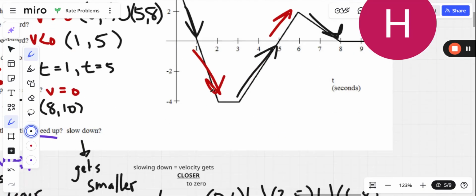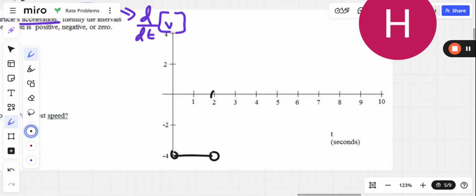Then, since we have sharp corners here, we're not going to have a continuous derivative. There are going to be some gaps, some jumps. Then all of a sudden it's 0 from 2 to 3. Object is not accelerating.